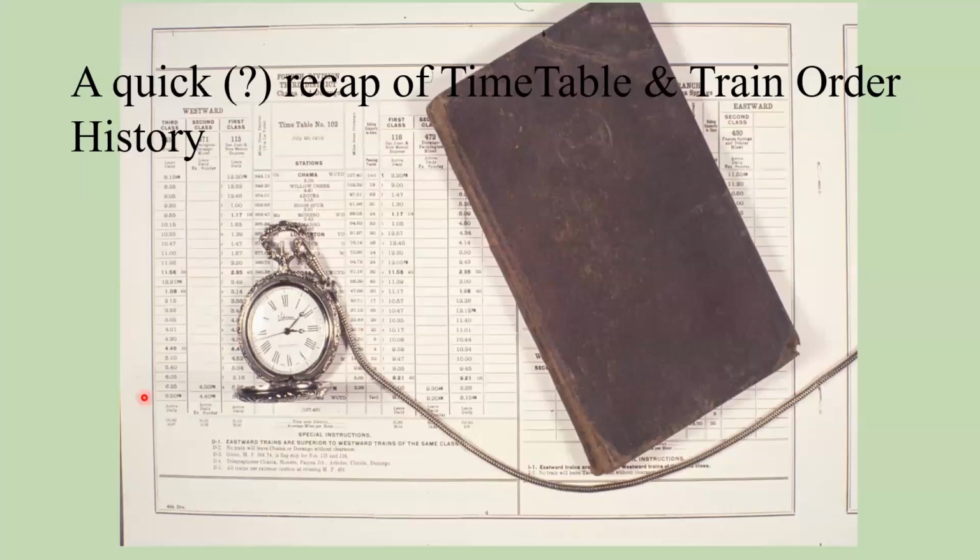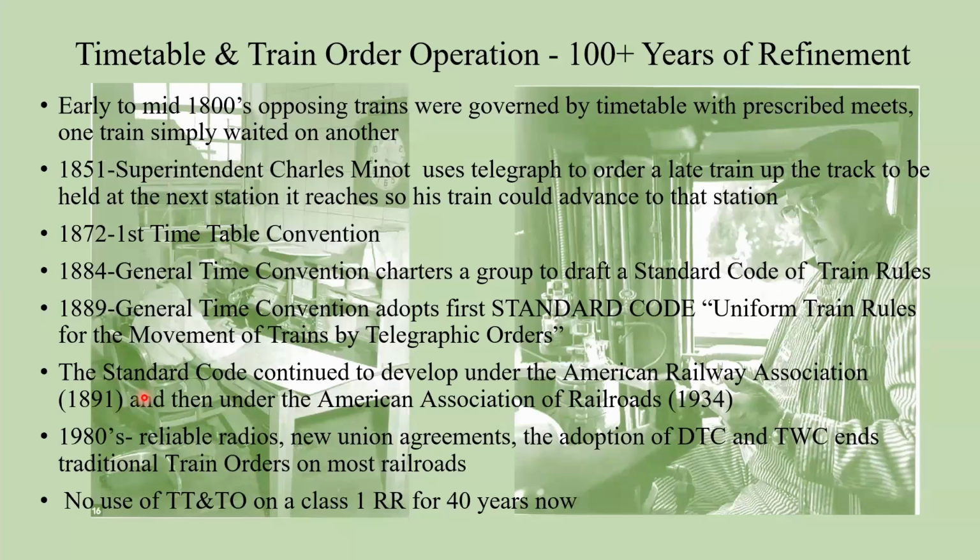So it's been around for an awfully long time. This got started in the early to mid 1800s. It was timetable operation back then, and there were meeting places prescribed in the timetable. When a train arrived, it waited until its counterpart arrived, and then after they had met, they could move on. If a train broke down or was really late, this basically tied up the whole railroad.